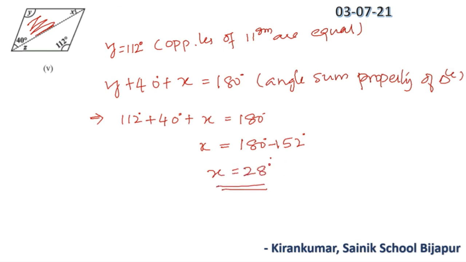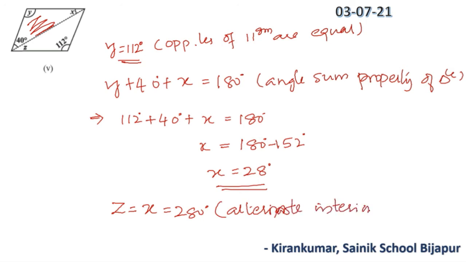So we have found x value and y value. Observe z will be same as x. They both are alternate interior angles.